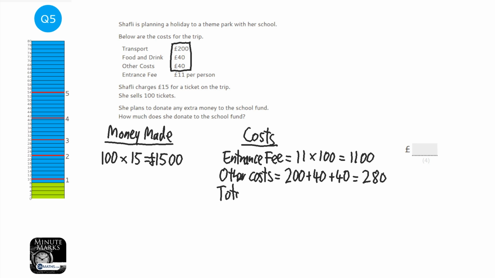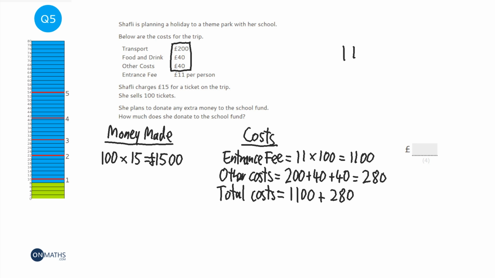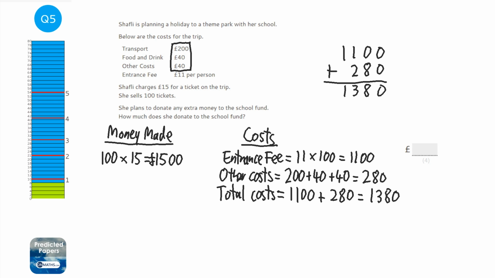So we're going to work out the total costs by doing 1,100 plus 280. And you can do any of these using any method you feel comfortable with. So the total costs are 1,380, and she's made £1,500. So she's donating all the extra money to the school fund.